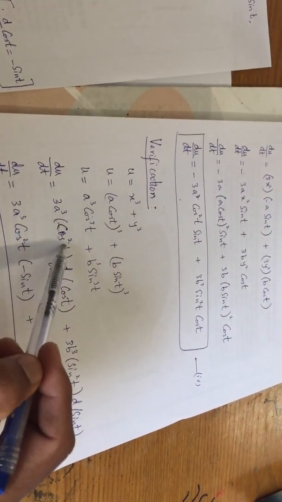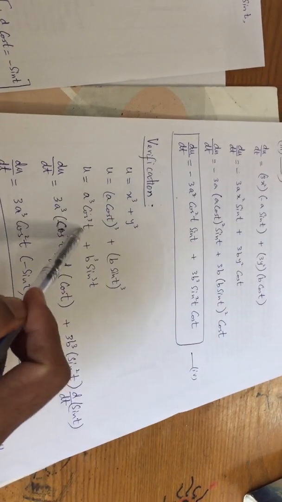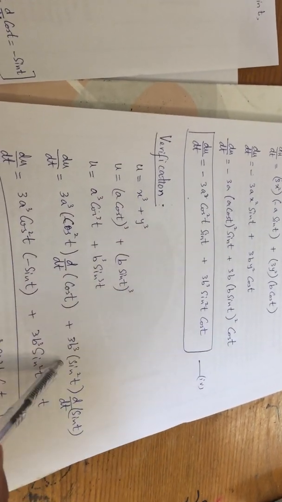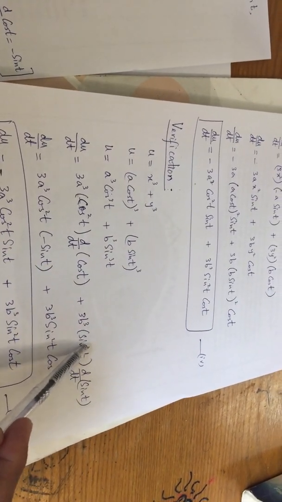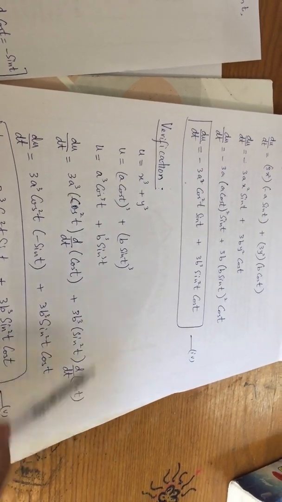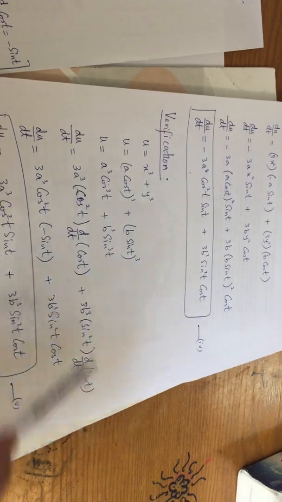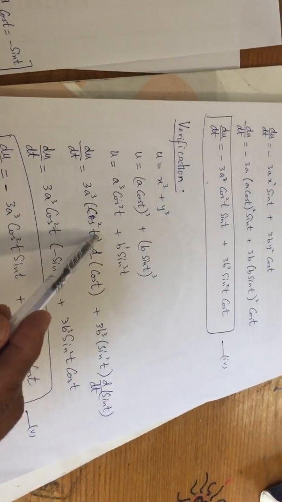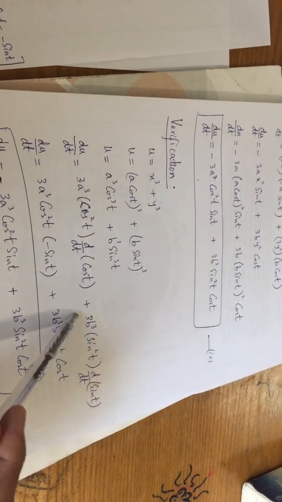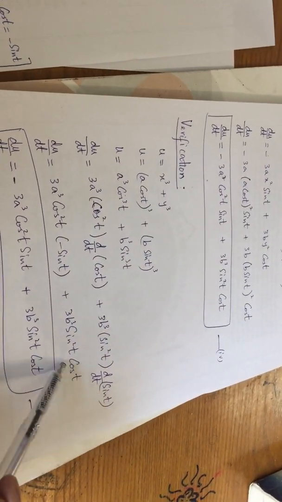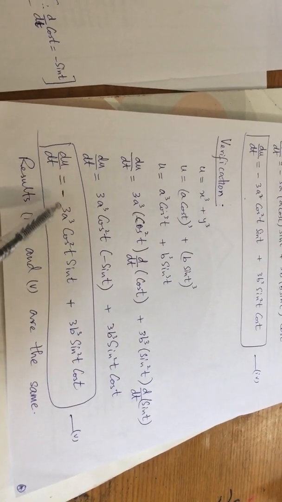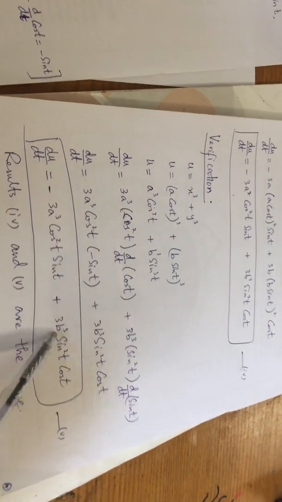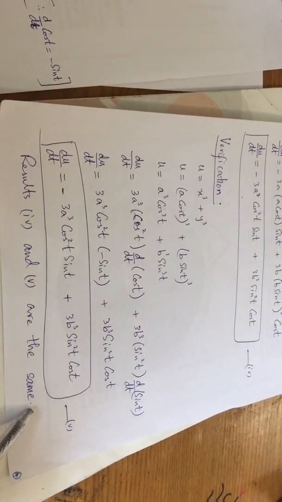Power into base, power minus 1, times the derivative of the base, which is cos t here, and similarly here b cube is constant, we take it outside, and the power is 3, power minus 1, where 3 minus 1 is 2, sine square, d/dt, the base here is sine t. Then 3a cube cos square times the derivative of cos, minus sine t, plus 3b cube sine square t times the derivative of sine t, which is cos t. Then we simplify further, and du/dt is equal to minus 3a cube cos square t sine t plus 3b cube sine square t cos t, and see here results 4 and 5 are the same, and then we verify.